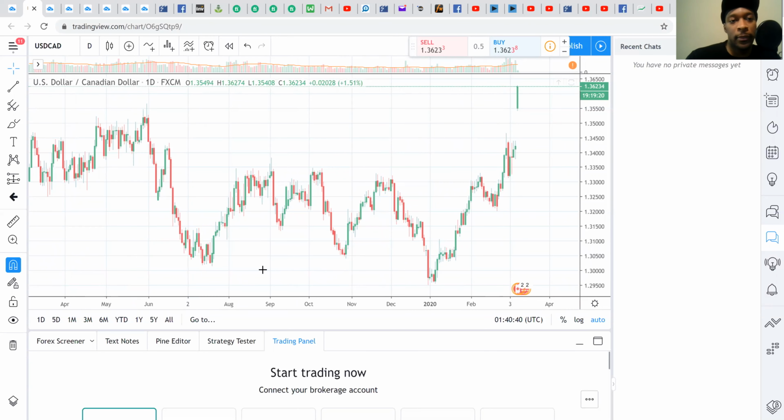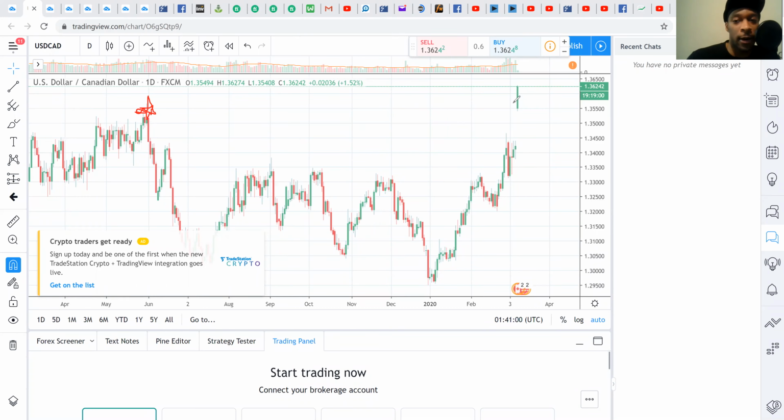Okay. So it broke this past high area over here. Let me make it more clear. It broke this past high area over here. So you know what that means. We're creating new higher highs, and seems like new structure.